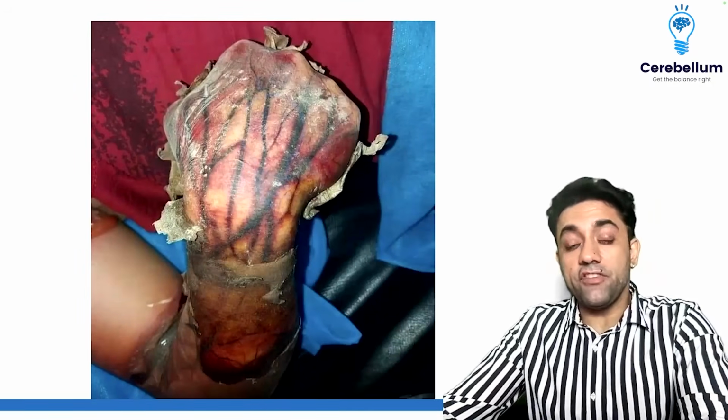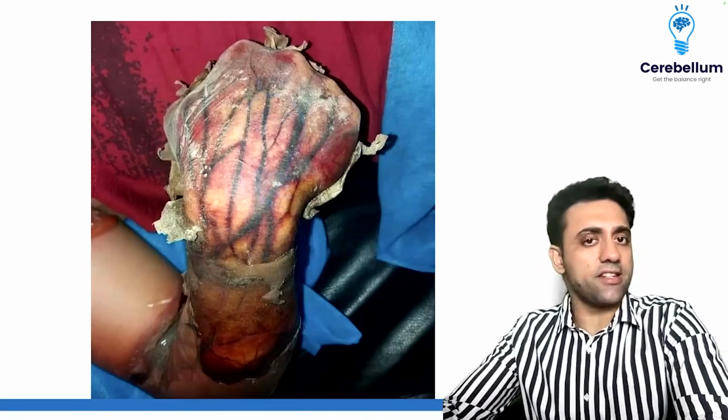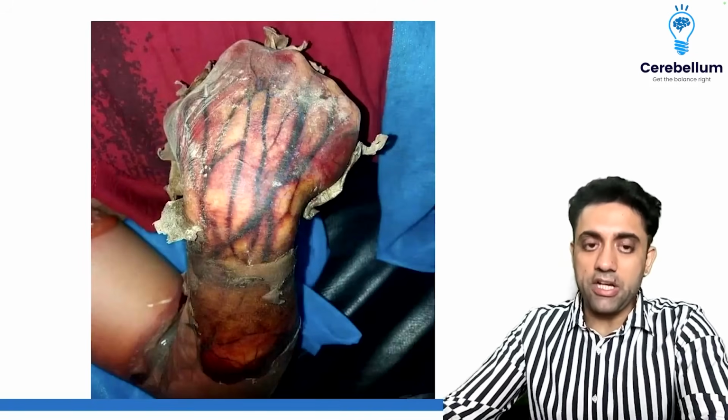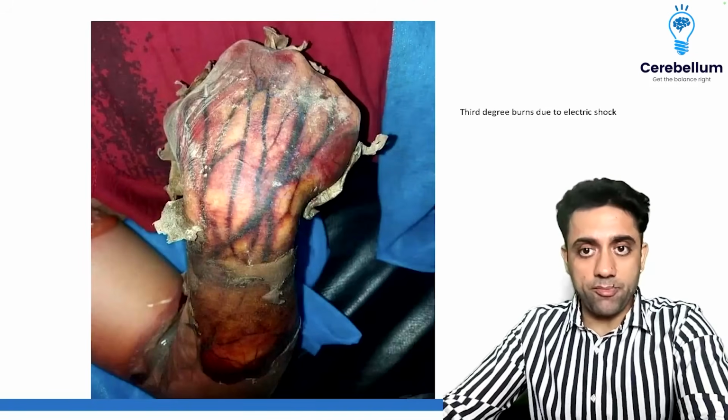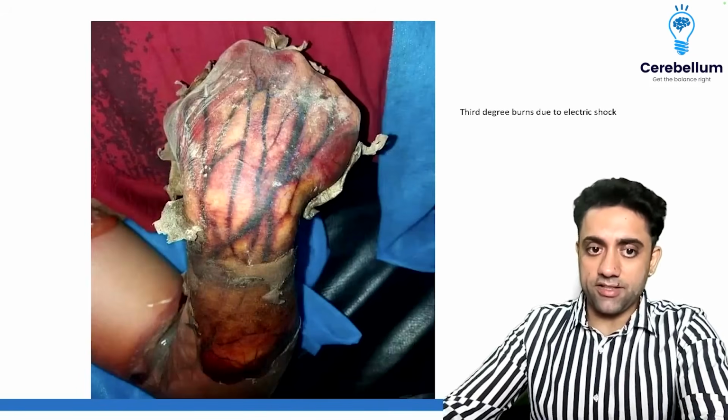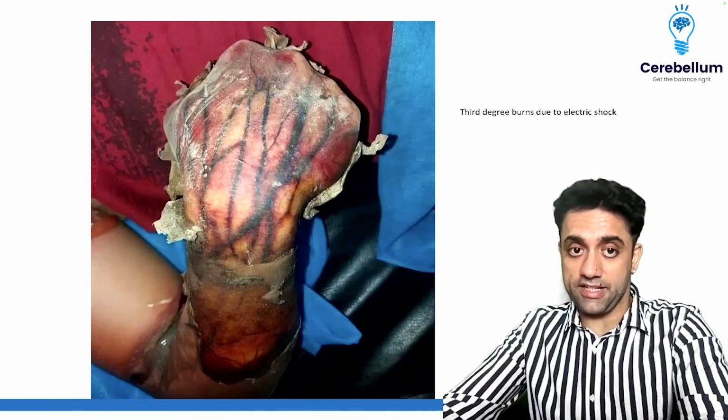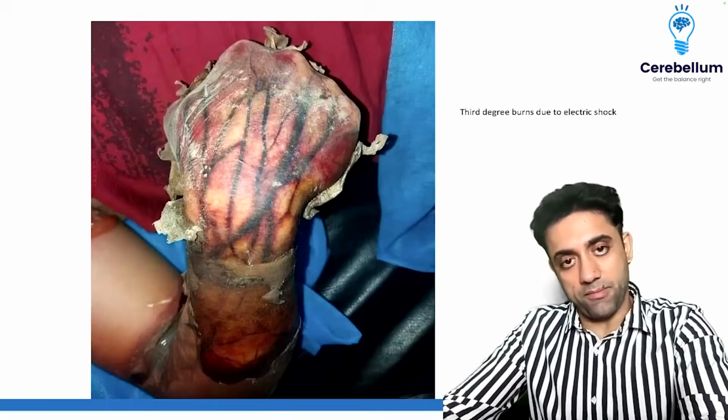This patient is having which degree of burns? It's just an image based question, not a detailed topic. So this picture, remember, is a very important third degree burn. This patient has got an electric shock, and this burn is a third degree burn. Remember that. Imagine how painful it will be. Okay. This is a very important one.